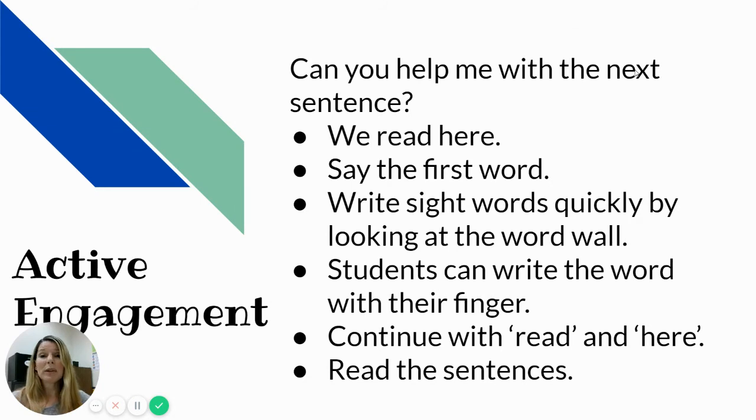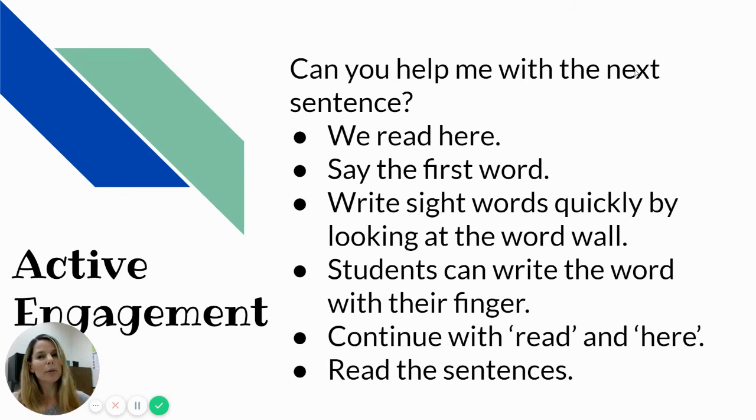So can you help me with the next sentence? We read here. We had this is the library. We read here. So say the first word, we. Well, we is a sight word, so you need to write that word quickly by looking at the word wall. So I want you to also write it with me. We. Write it. Get your pointer finger. We're going to use it like a magic pen, and you can even write on your hand as you write the word we, or you can write it in the air. We. W-E.